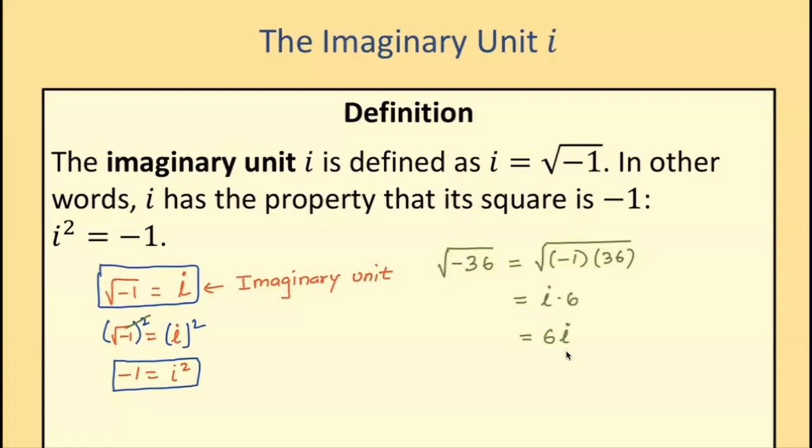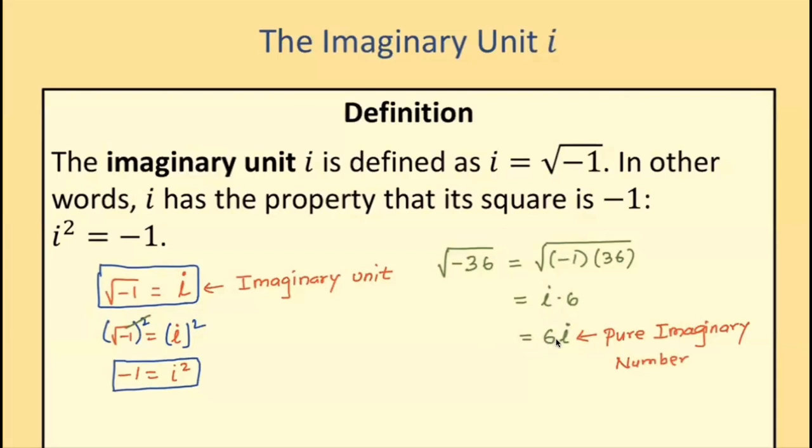We are going to look at a couple of examples here. This number that is with I here, you can see 6 times I, is called a pure imaginary number. It's called a pure imaginary number because it is only with I. There is nothing added or subtracted to that. It is just with I. If it is just with I, then we call it a pure imaginary number.